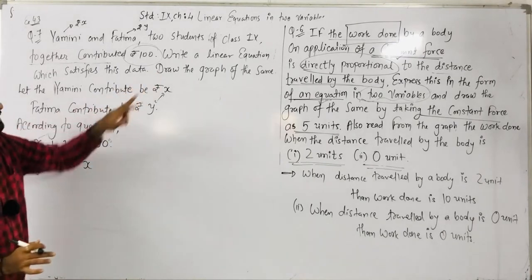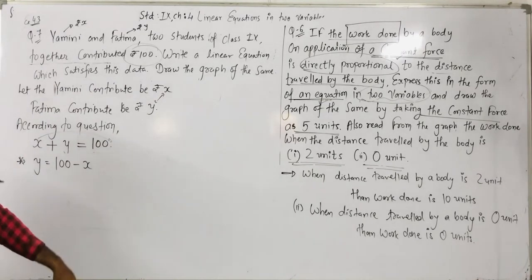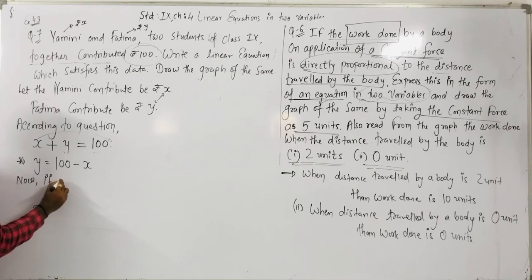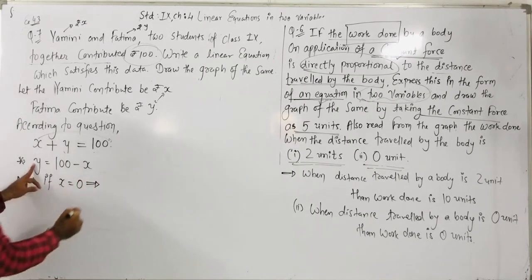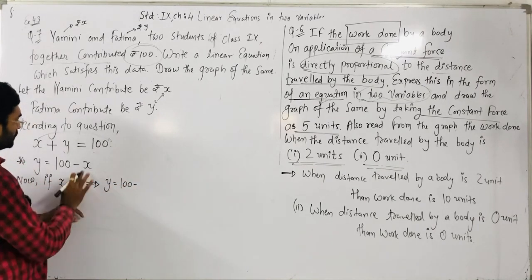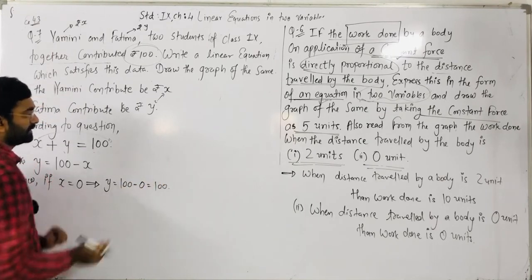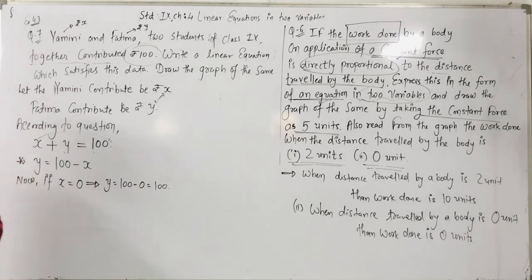Now for drawing the graph, we have to take different x values and find the y values that we get, right? So now suppose we take x equal to 0, then what is the y value? y is equal to 100 minus x, so we put 0 here. 100 minus 0 is what? 100. Right? x is equal to 0, then we get y is equal to 100.